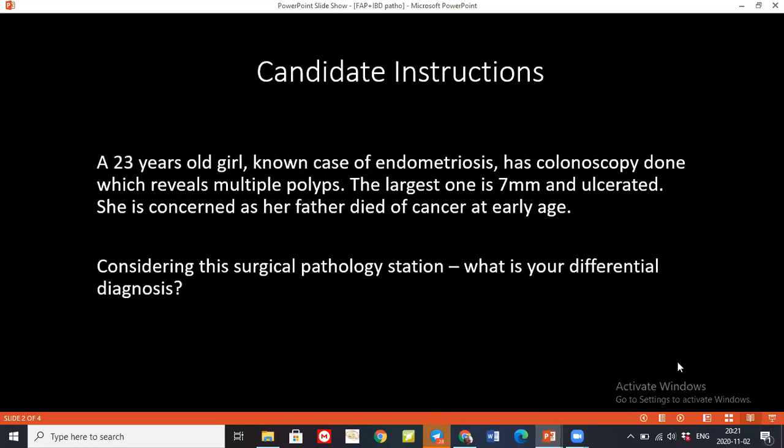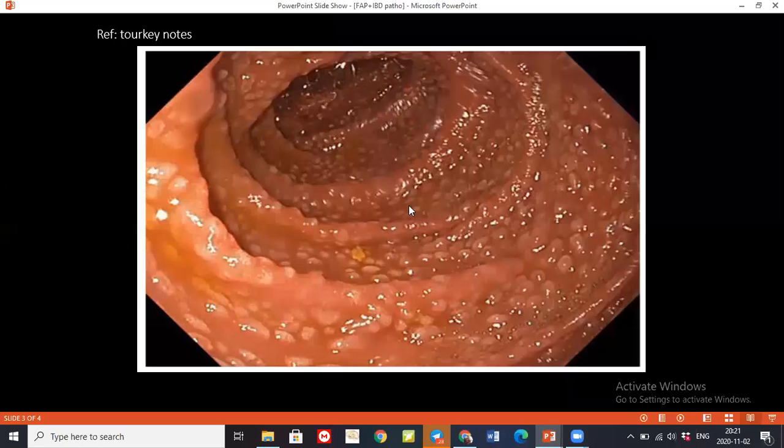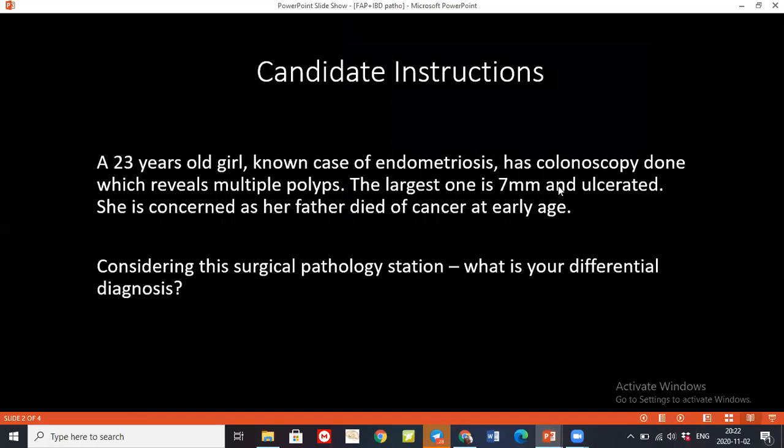Good. Okay, last question. Looking at this picture, how would you grade this adenoma or this tumor? The grading depends on the type of adenoma and the degree of the adenoma. By just looking at it, can you tell which grade that would be? The largest is 7 millimeters, and it's ulcerated as well. So would it be according to Dukes' classification or according to TNM? How would you grade it?